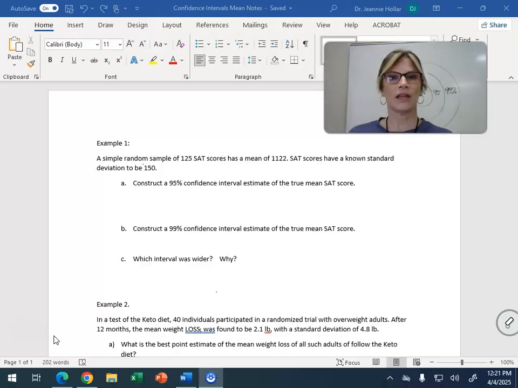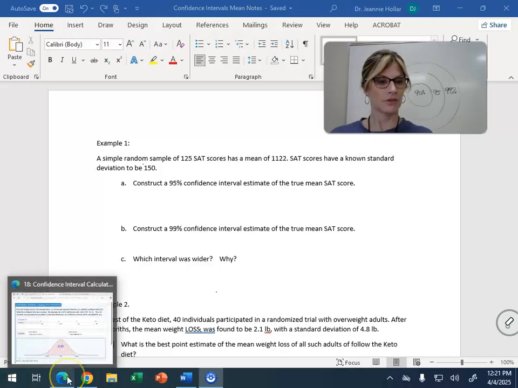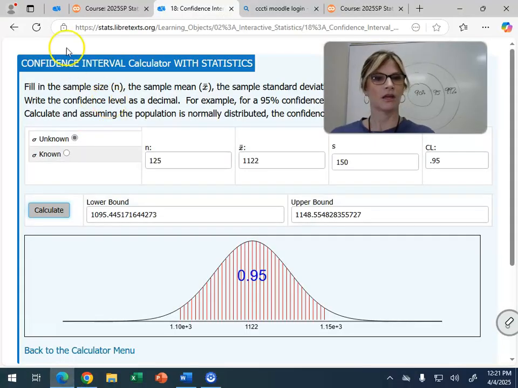So we're going to do a few problems. If you would, go ahead and pull up your calculator. And the one that we're going to be using is confidence interval with statistics. And then we're going to do confidence interval with data in a minute. And if you look over here at the top, it has like sigma unknown, sigma known. So the first one we're going to do is sigma known.